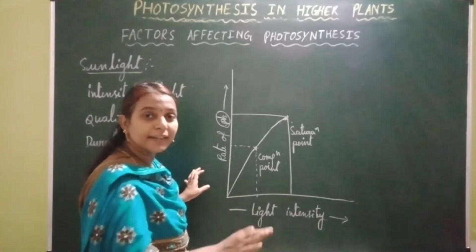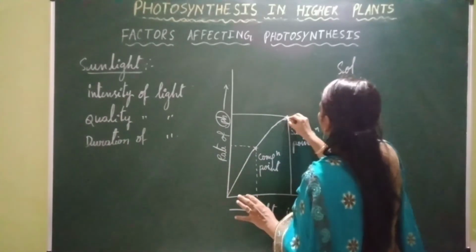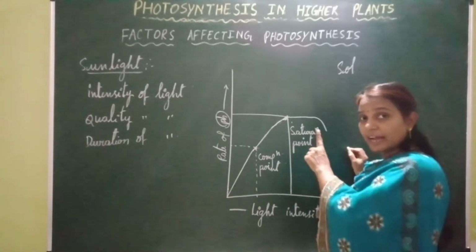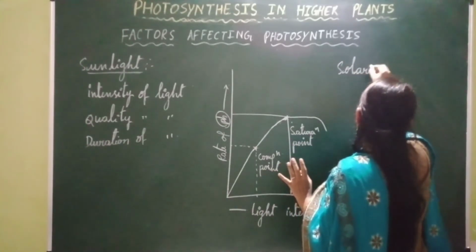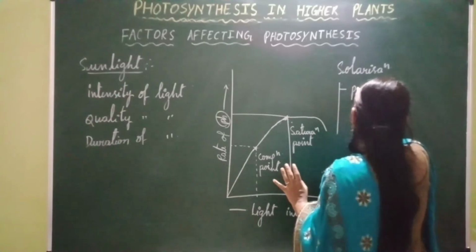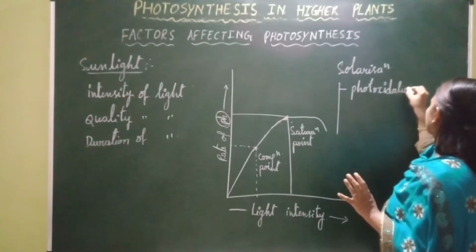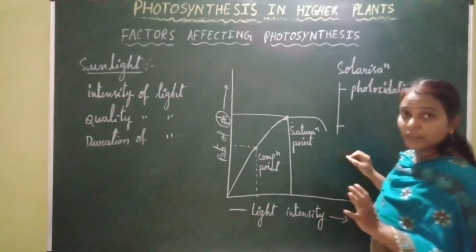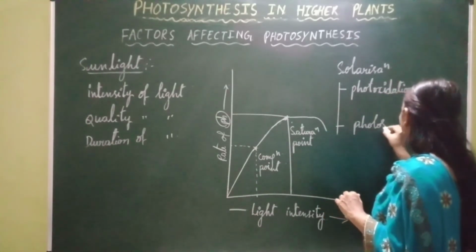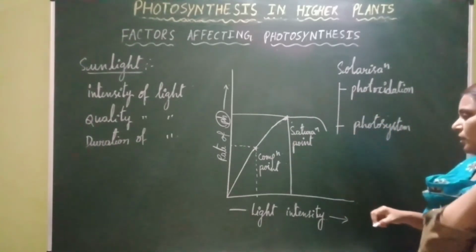Later, the rate of photosynthesis will decrease. Because of what? Because of solarization. The rate of photosynthesis decreases if light intensity goes on increasing even after the saturation point. That is called solarization. Solarization is caused by two reasons. One is photooxidation of photosynthetic pigments, and the other is inhibition of the activity of photosystems. Photosystem activity will be inhibited. That is called solarization. Okay, I will just repeat.